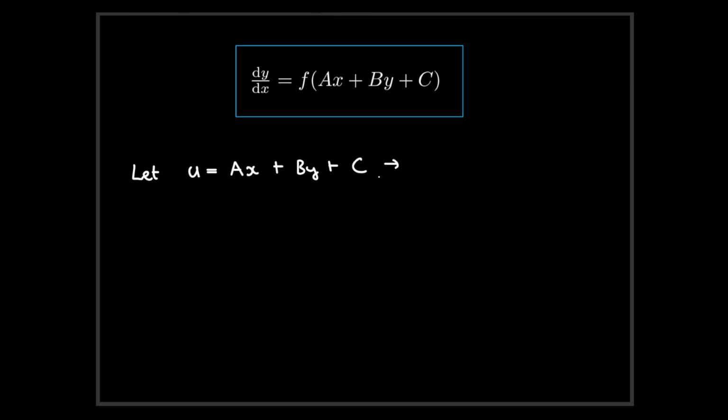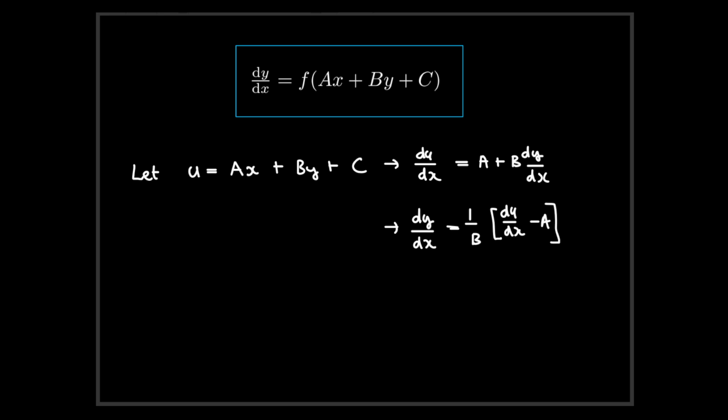Okay, so if u is equal to ax plus by plus c, then we can compute its derivative, du dx, which will just be a plus b dy dx. Now, our objective, of course, is to make the substitution. So we need to get dy dx alone. And we can do that just by having dy dx equal to 1 over b multiplied by du over dx minus a.